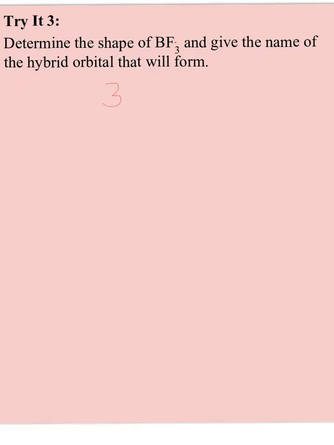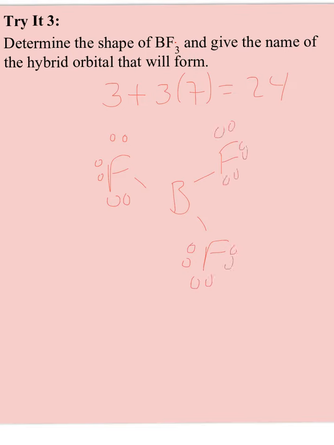BF3, I've only got 3 electrons from boron. I've got 21 from my fluorine, so I've got 24 electrons. So when I put B in the middle and attach the 3 fluorines, they're each going to need 6 more electrons, or 3 pairs. And boron needs 1 more pair. But when I do that, I've now used 26 electrons. So when you overuse electrons, this is usually my clue to form a double bond.